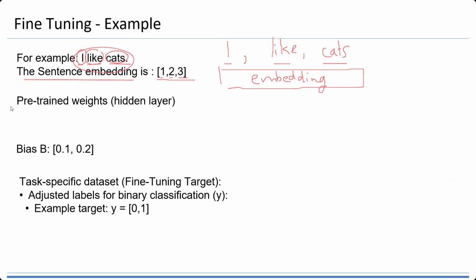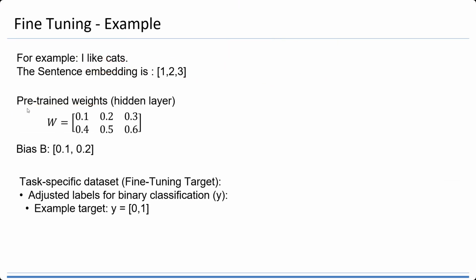Now, after we know that this is the embedding, we will use the pre-trained model. So what is the pre-trained model? Let's suppose this is the model. When you have a neural network, you will have weights. So this is the weight, and this is the bias. We always have weight and bias. The weight is a 2 by 3 matrix, and then the bias, for example, is 1 row and 2 columns.